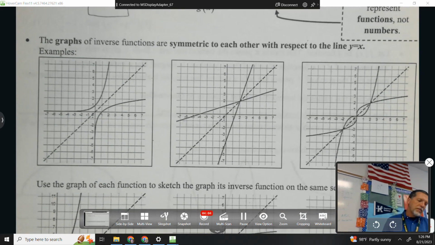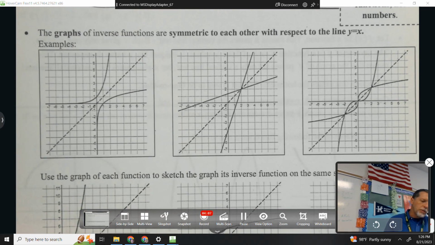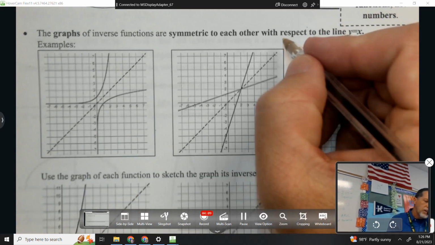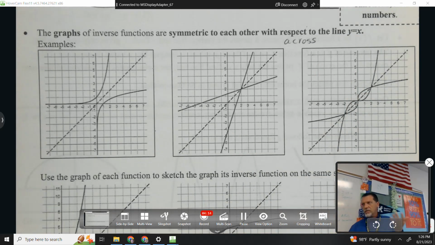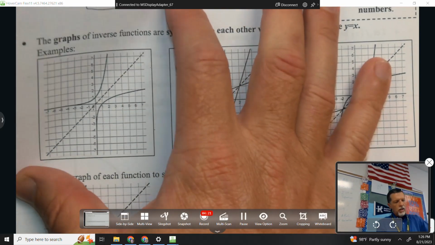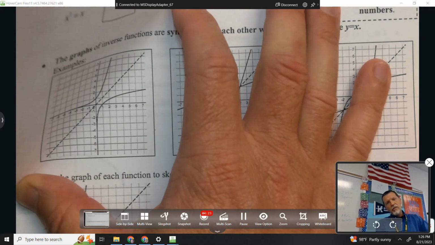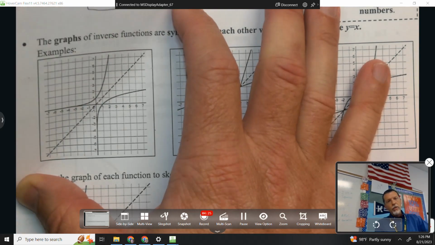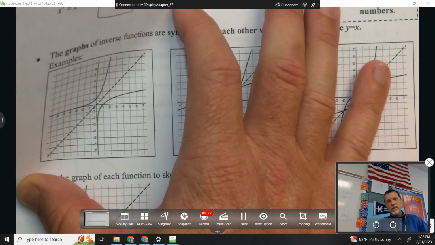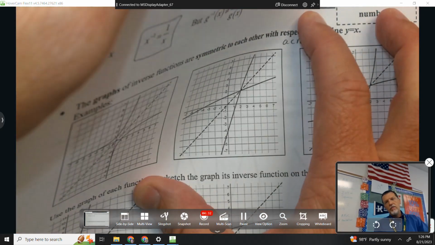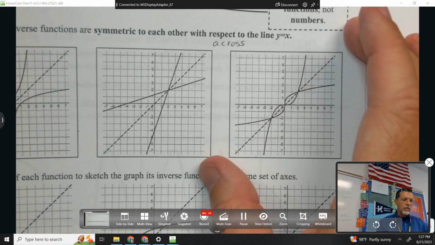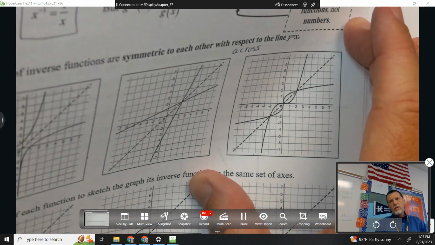All right, graphs of inverse functions. They are symmetric to each other with respect to the line y equals x, mirrored across y equals x. Sort of like we did on that previous symmetry stuff, you can fold the page, right? If I fold it on the dotted line, those two graphs would copy onto each other. I think you can see that for that one, maybe. I feel like you can definitely see it for this one, where the stuff copies onto itself.